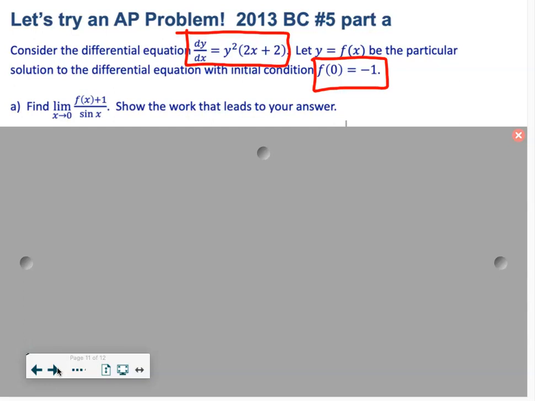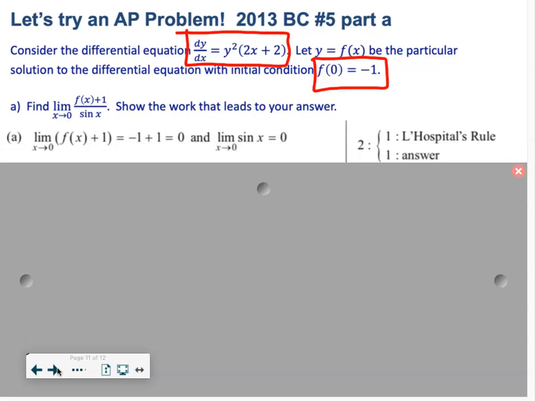Okay, let's talk about this. If I plug a 0 into the top, I get f of 0 plus 1. What is f of 0? -1. What's -1 plus 1? 0. So I get 0 over, what's the sine of 0? 0. Therefore, I can use L'Hopital, right? But I've got to justify it. This is actually from the College Board. The College Board scoring guidelines, first thing that they do is show their justification for their L'Hopital, right? So make sure that you justify using your L'Hopital.